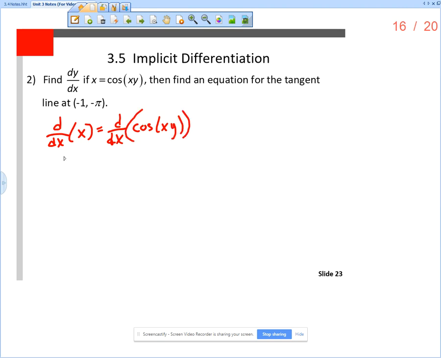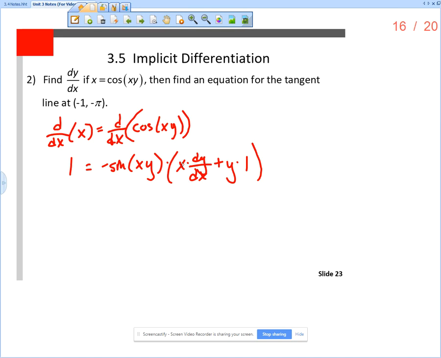So on the left side, what is the derivative with respect to x of x? Well, it's just 1, so that's nice. On the right side, the derivative with respect to x of cosine of xy. Remember, chain rule, derivative of cosine is negative sine of xy times the derivative of xy. Remember, derivative of xy with respect to x is found by the product rule. So x times dy/dx plus y times the derivative of x, which is 1. Now, in this case, I only have one occurrence of dy/dx, so we want to isolate that.